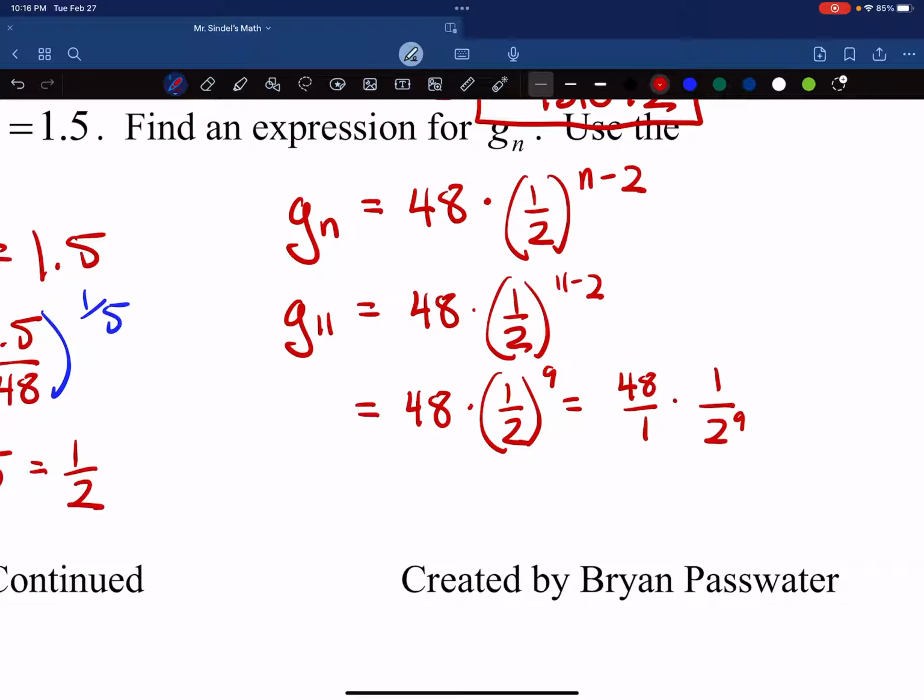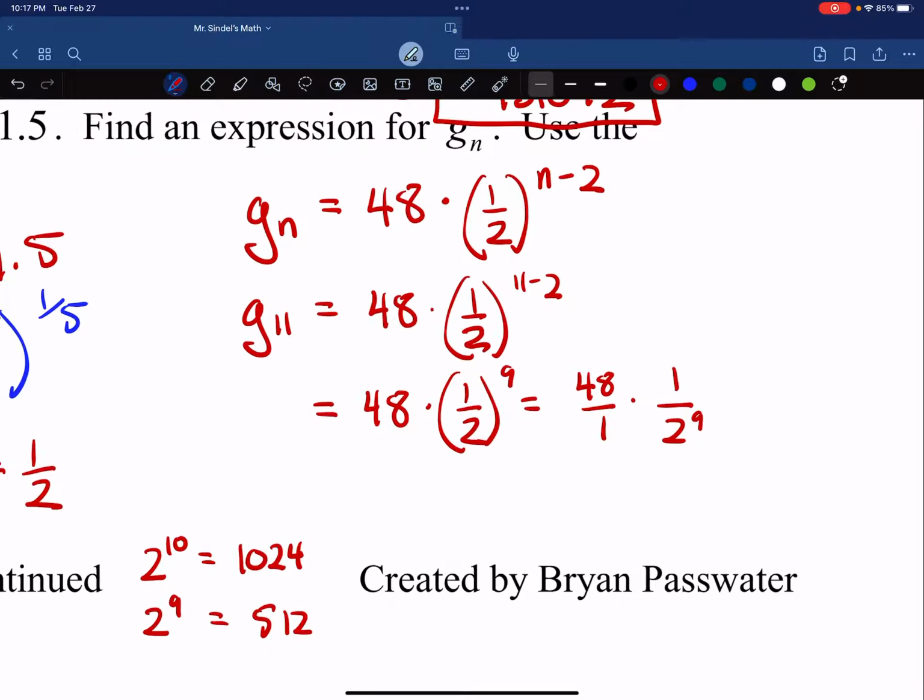And I know just off the top of my head, a good fact to remember, that 2 to the power of 10 is equal to a megabyte, 1024. And if I divide that by 2, I get 2 to the power of 9, which is equal to 512. So that means the bottom is 512. And I really just have the fraction 48 over 512, which I need to reduce. I go slow, guys. I'm sorry. I divide by 2. I get 24 over 256.